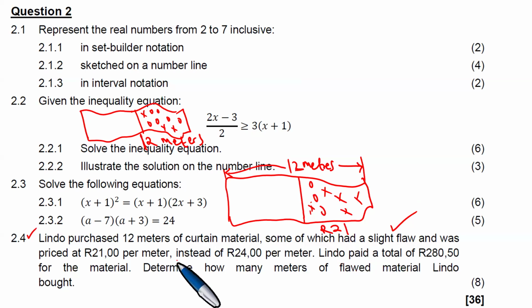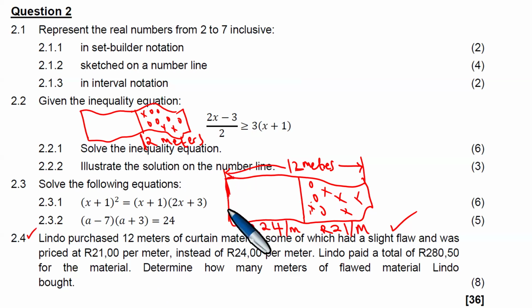And then, instead of the 24 rand per meter, the one that is nice is 24 rand per meter, and this one is 21 rand per meter. Lindo paid a total of 280 rand and 50 cents for the material.